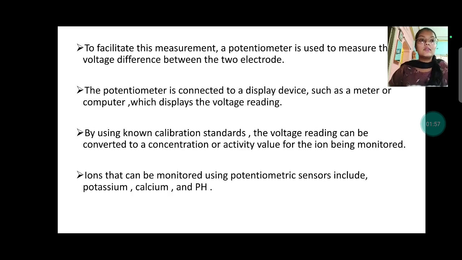To facilitate this measurement, a potentiometer is used to measure the voltage difference between the two electrodes. The potentiometer is connected to a display device such as a meter or computer, which displays the voltage reading. By using known calibration standards, the voltage reading can be converted to a concentration or activity value for the ion being monitored. Ions that can be monitored using potentiometric sensors include potassium, calcium, and pH.